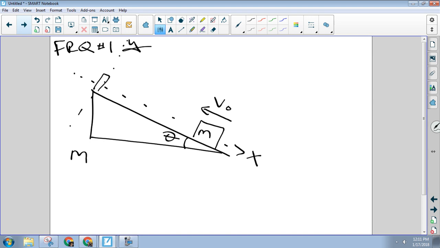A motion sensor aimed down the ramp is mounted at the top of the incline so that, and this is important, the positive direction is down the ramp. So that means this is positive position. All right? The block starts a distance d from the motion sensor. So this distance here is d. Okay? The block slides partway up the ramp, stops before reaching the sensor, and then slides back down.